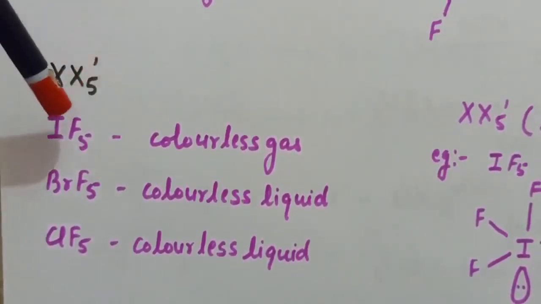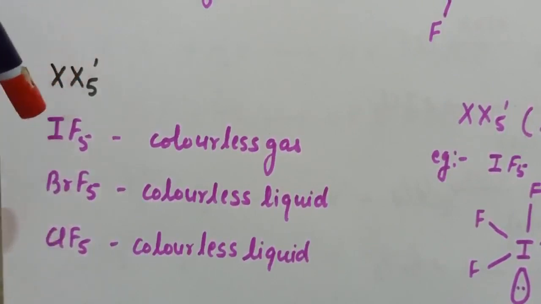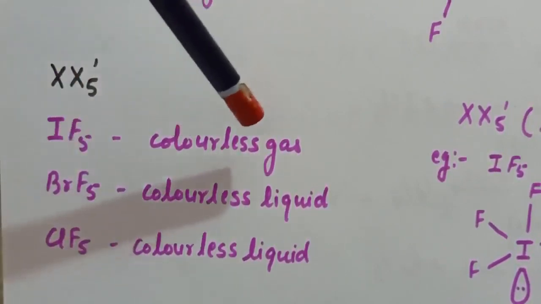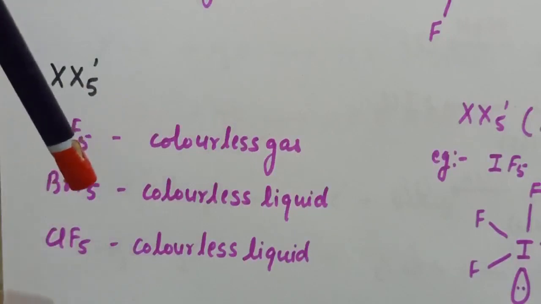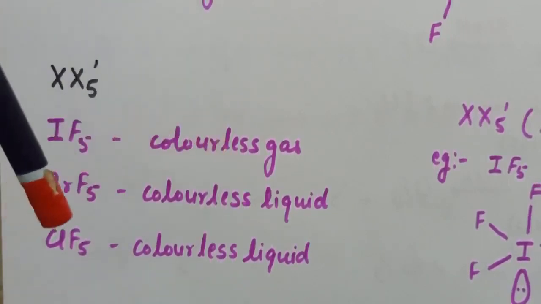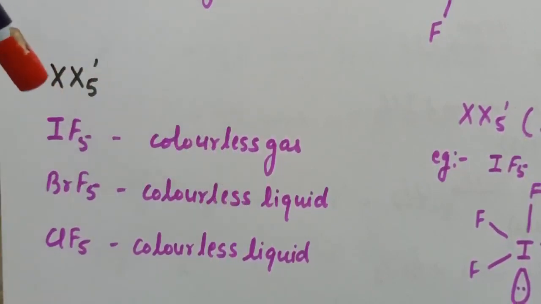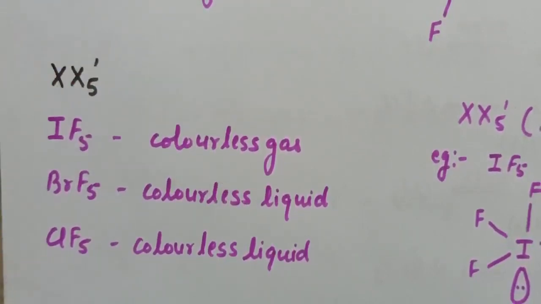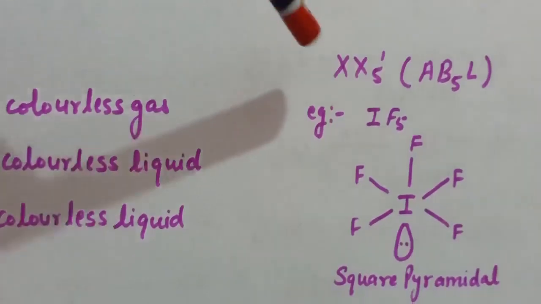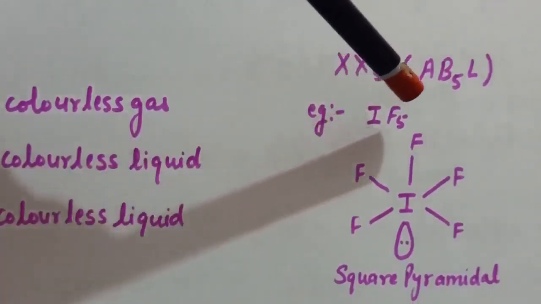Third type is XX'5, and these are the examples of this type. IF5, which is a colorless gas, whereas BrF5 is a colorless liquid, and also ClF5 is a colorless liquid. Now again we will discuss the structure of XX'5, and this can be explained by taking the example of IF5.